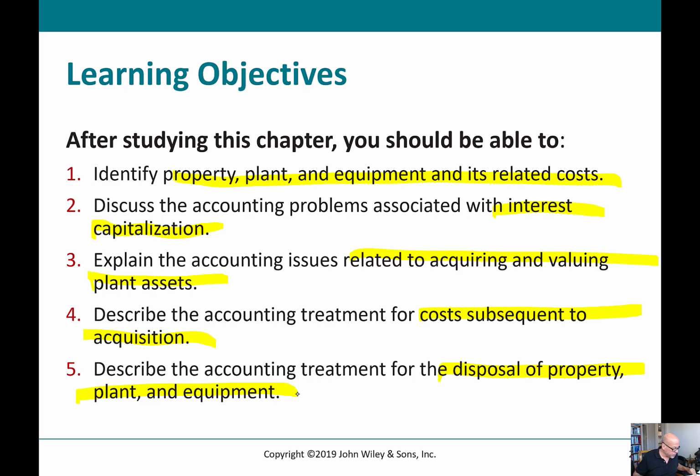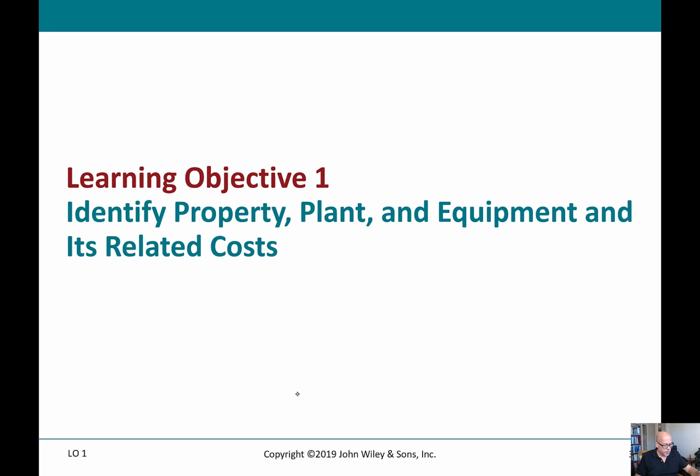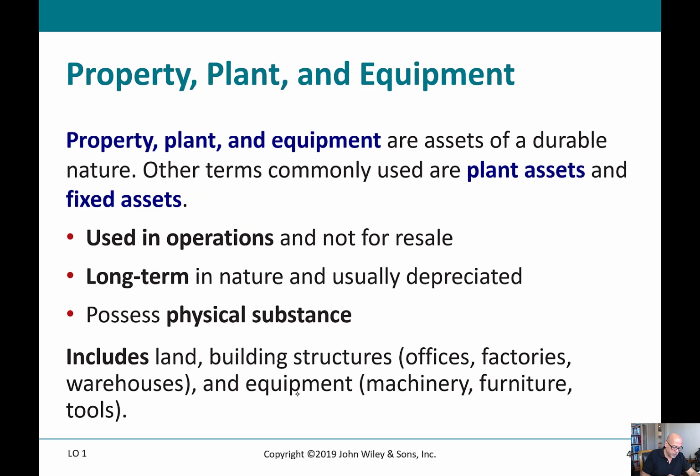Okay, good. So let's just go ahead and first take a look at what constitutes property, plant, and equipment. When we talk about property, plant, and equipment, we're going to be putting it in our property, plant, and equipment section of our balance sheet. Then that means that property, that equipment, whatever, needs to be used in operation. Well, what does that mean?